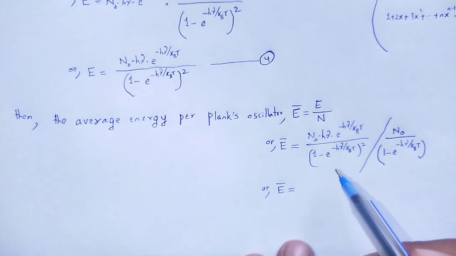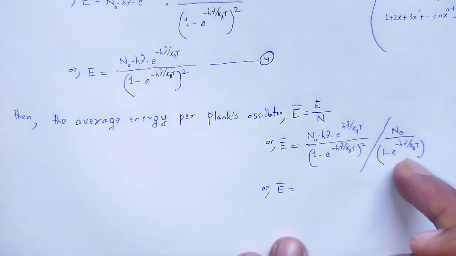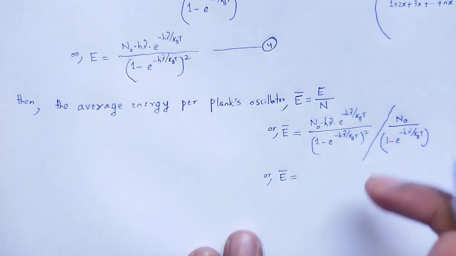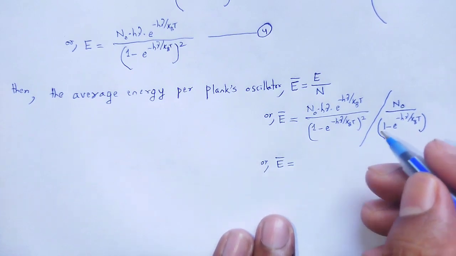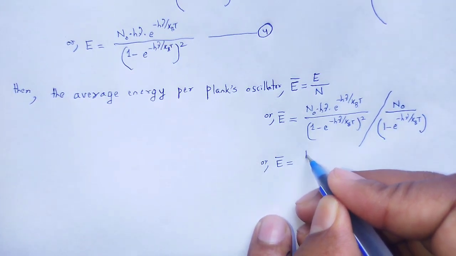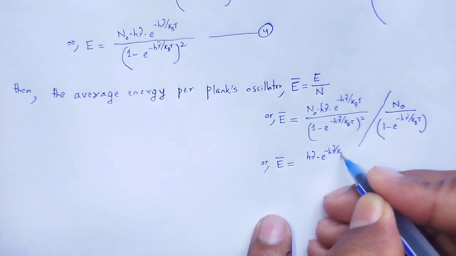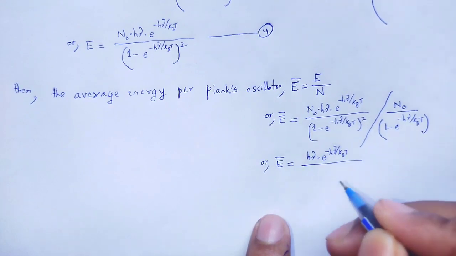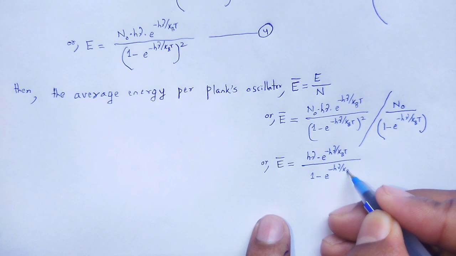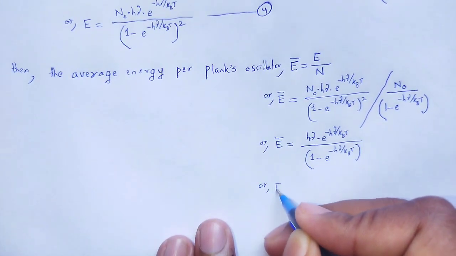n0 cancelled out, and (1 minus h nu divided by kBT) whole square. Here 1 minus h nu divided by kBT cancelled out, only one term exists. So finally we obtain h nu into e to the power minus h nu divided by kBT, whole divided by 1 minus e to the power minus h nu divided by kBT, is equal to E bar.